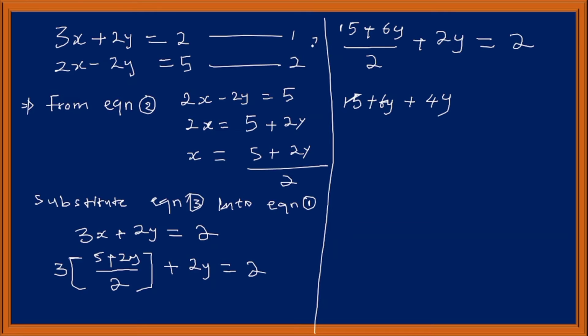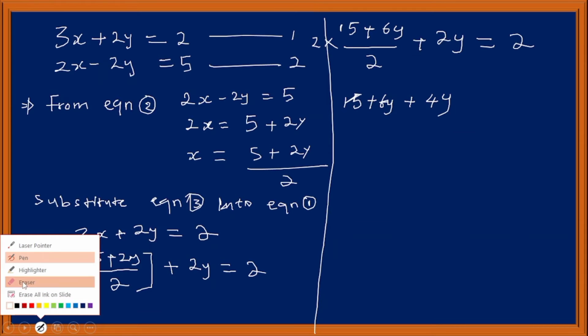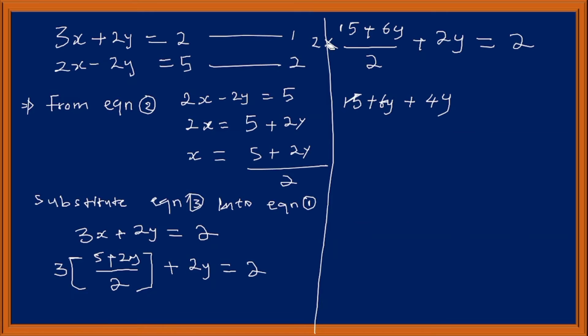Yes, this is like saying 2 multiplied by this guy. So this 2, we cancel out. So the 2 below, we cancel the 2. This 2, we cancel this 2.